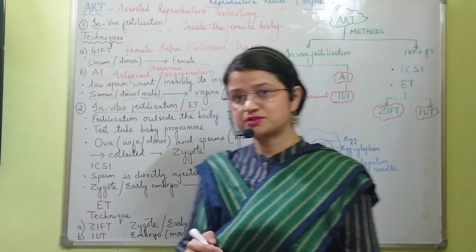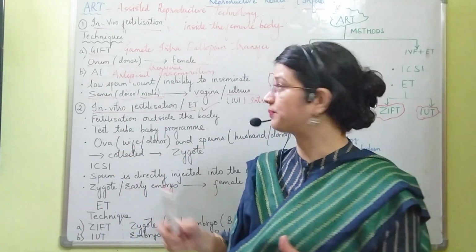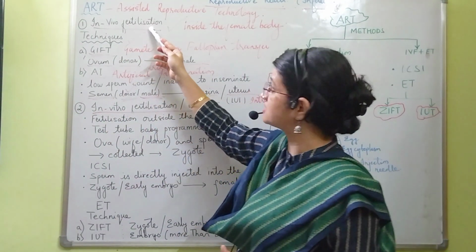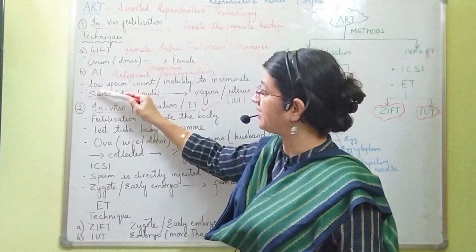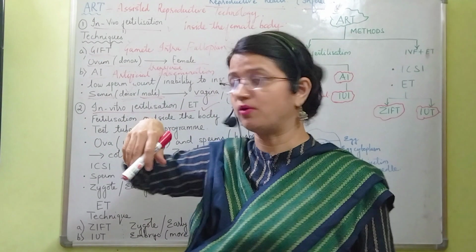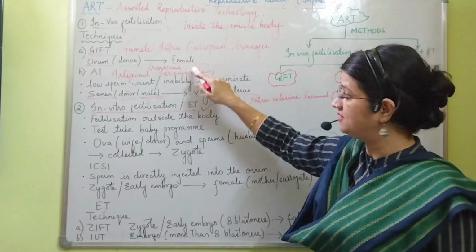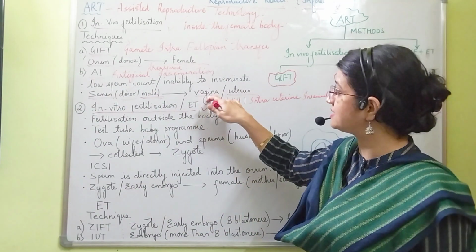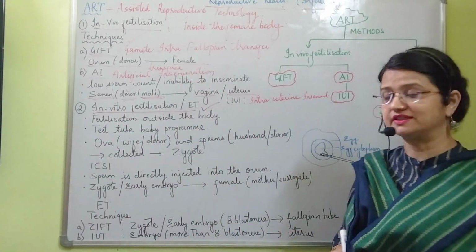Clear? So my dear students, just remember, ART is assisted reproductive technology. It has two approaches, in vivo fertilization and in vitro fertilization. In in vivo fertilization, the fertilization takes place inside the female body. There are two techniques, GIFT and AI. In GIFT, the gamete is transferred into the fallopian tube of the female. Here the ovum is taken from a donor and is transferred into the female. In artificial insemination, the semen is collected either from the donor or the male and it is transferred into the vagina or the uterus of the female partner. Clear? That was about in vivo fertilization.